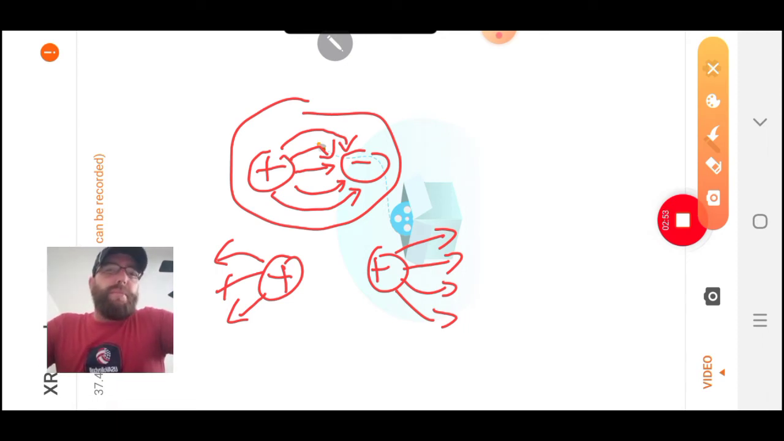Some materials, and this should be a review from middle school, even elementary school, allow the movement of charges easily and some do not. A conductor is a material in which electrons are able to move easily. Examples would be most metals, like copper wire. Insulators are materials in which electrons are not able to move easily. Examples would be plastic, wood, rubber, and glass.